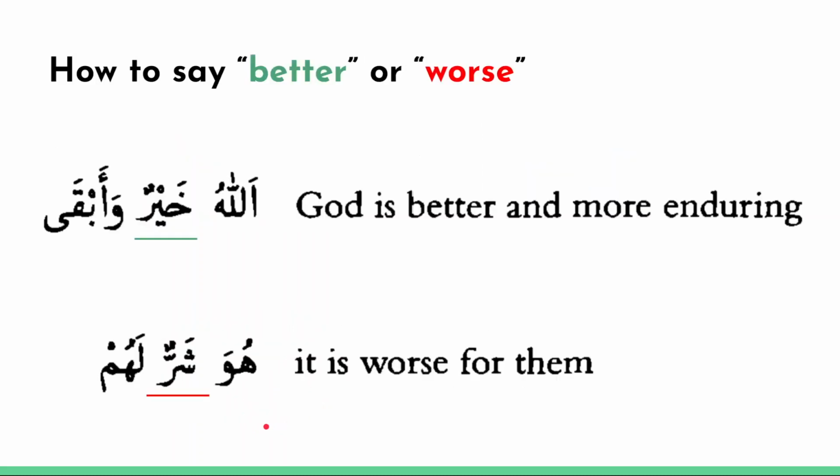Alright, now there's two special words I should tell you. One of them is better, and the other is worse. Even in English, we don't say more good or more bad. We have these very particular words we use, better and worse. Similarly, in Arabic, we say khair to mean better, and shar to mean worse. So for example, Allahu khayrun wa abqa. God is better and more enduring. This is also a comparative form. Here we have huwa sharrul lahum. It is worse for them. Okay, shar is worse.